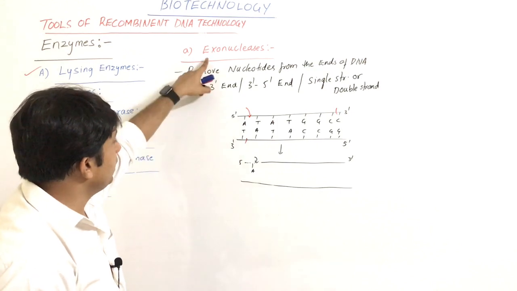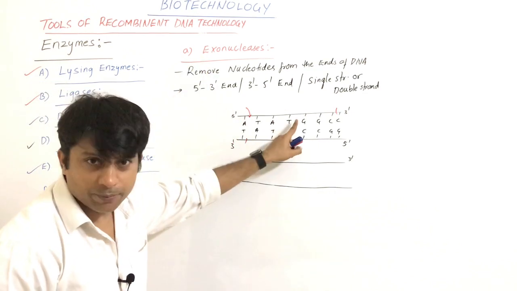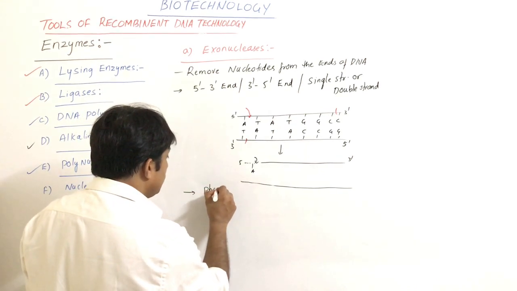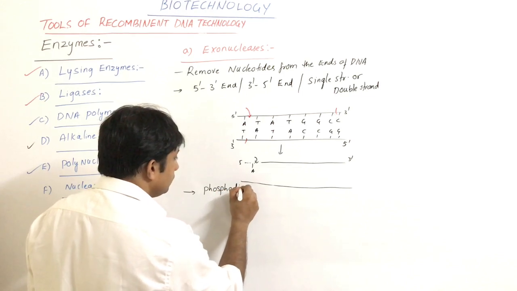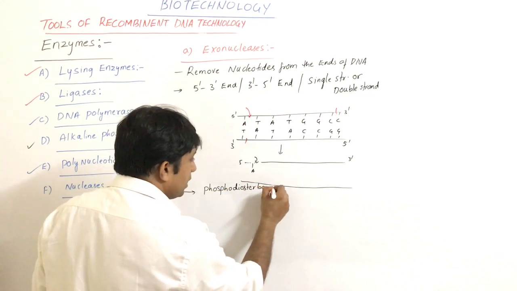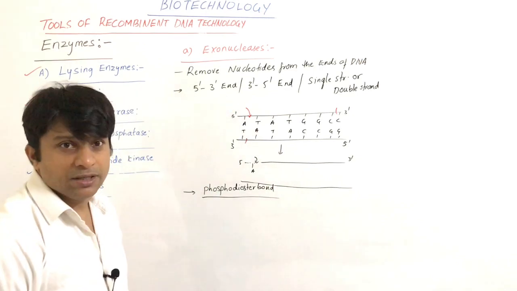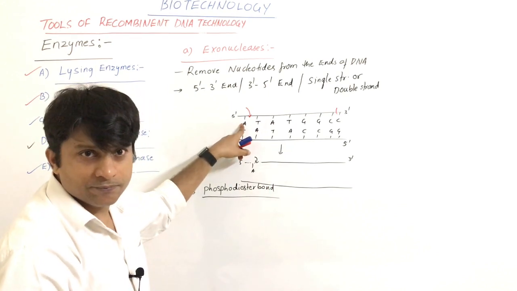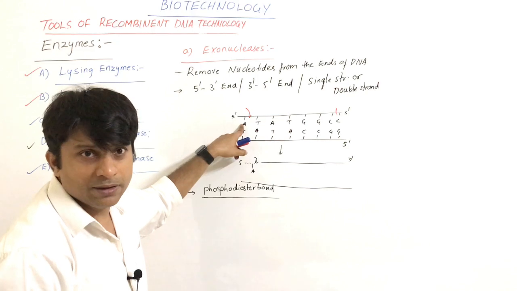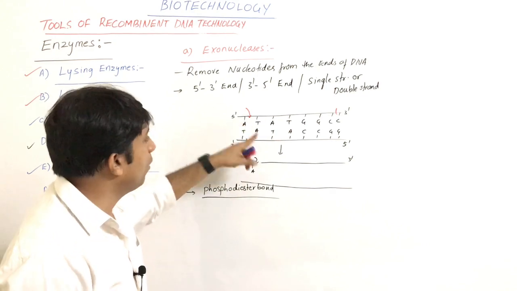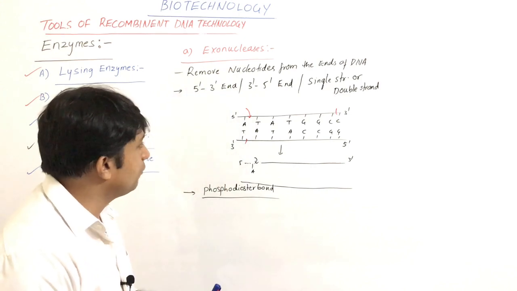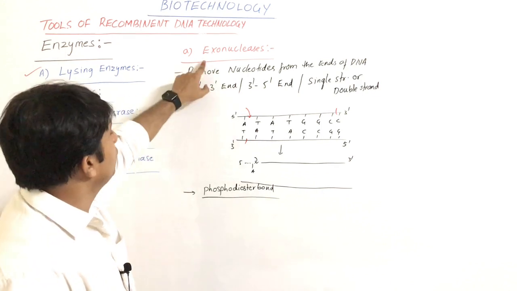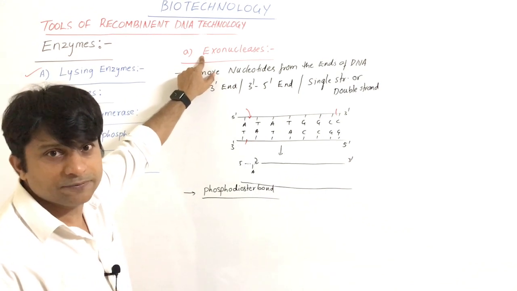Fine. So exonucleases remove the nucleotides from the terminal ends by hydrolyzing the phosphodiester bond. The phosphodiester bond is digested, hydrolyzed, because this is one nucleotide and another nucleotide. Between the two nucleotides there is an ester bond on either side, so we call it a phosphodiester bond. So they hydrolyze the phosphodiester bond so that the nucleotides from the terminal ends are removed. For that reason these are called exonucleases.